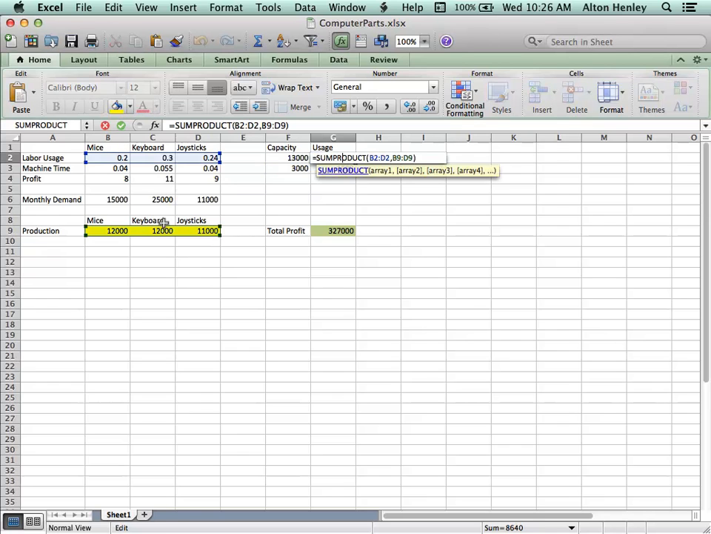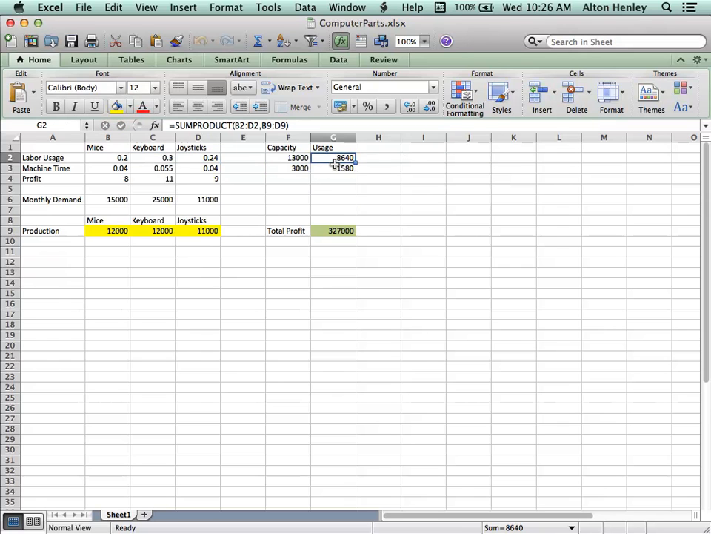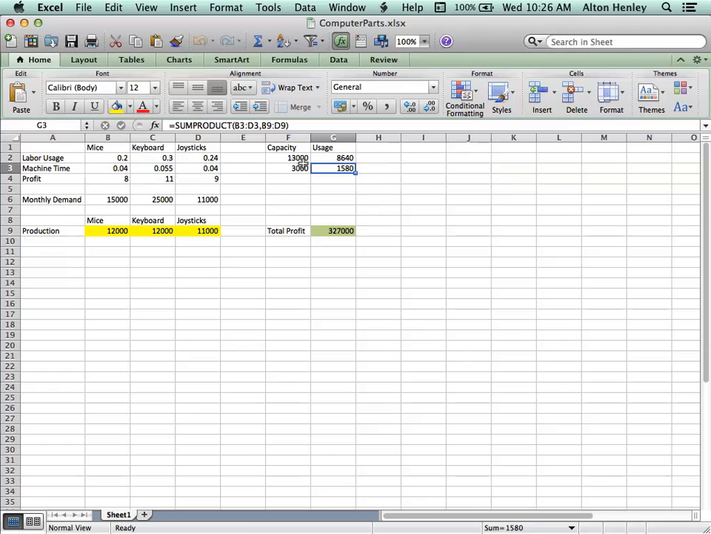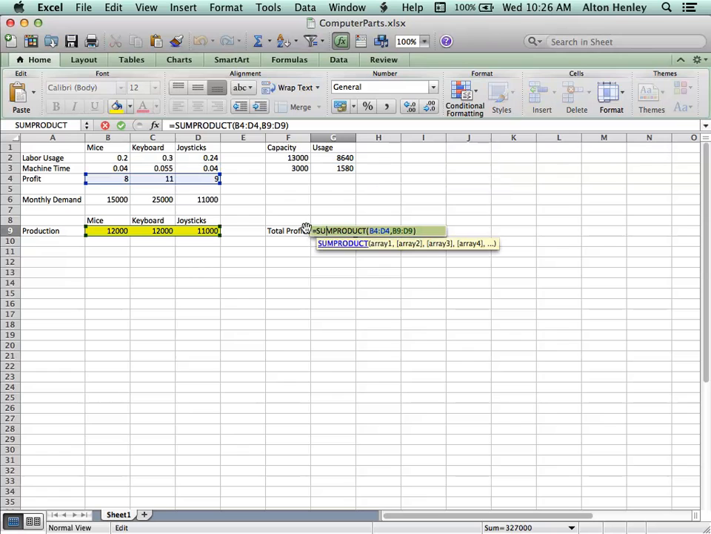So I used a sum product between my decisions and the labor usage for each of those products, and I needed to figure out the machine time. And I did a sum product between the production and the machine time for each of those products. And I put them here so it would make it easier when it came time to use Solver. Finally, I had to figure out my profit, which was a sum product between my decisions and the unit profit for each item.